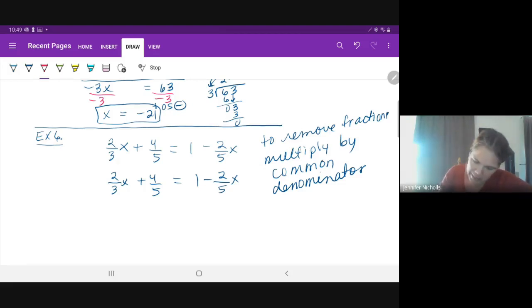Okay, so the common denominator of 3 and 5. Homework and notes are going to be on separate pieces of paper. Otherwise, yeah. So notes and homework on separate pieces of paper.